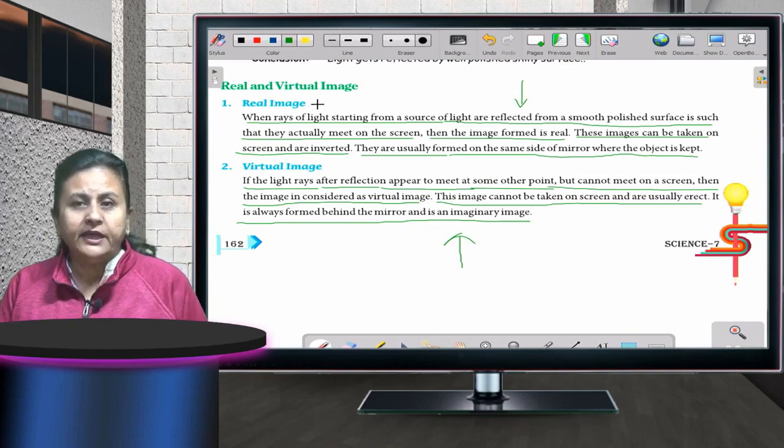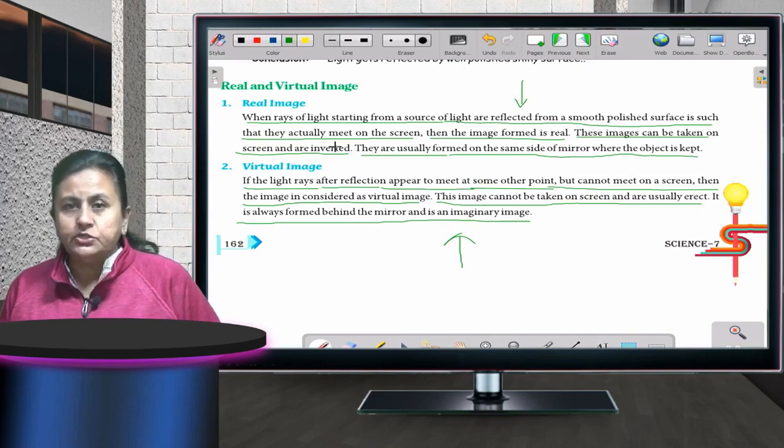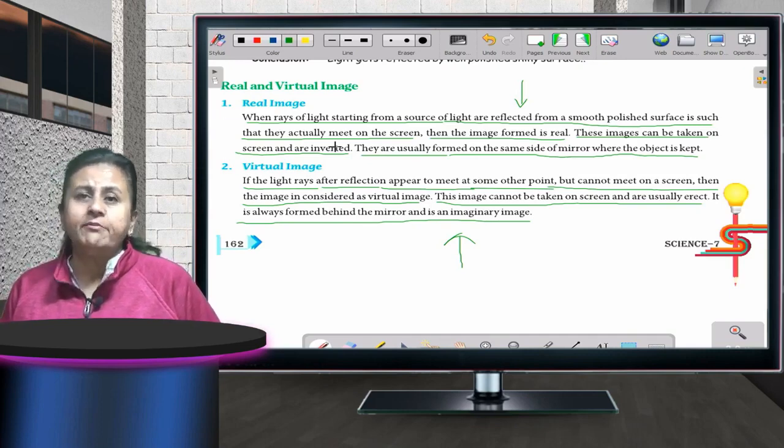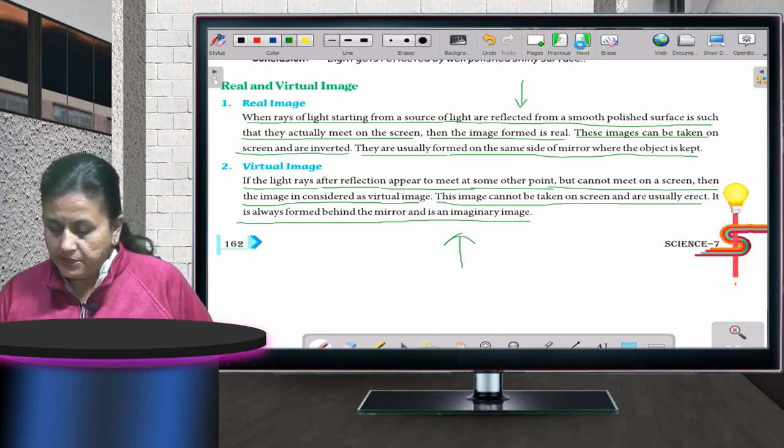Real में होता है and virtual में क्या होता है? It is just imaginary. It's not necessary that the image should be formed on the same side where the object is placed in front of the mirror. Okay, fine children?